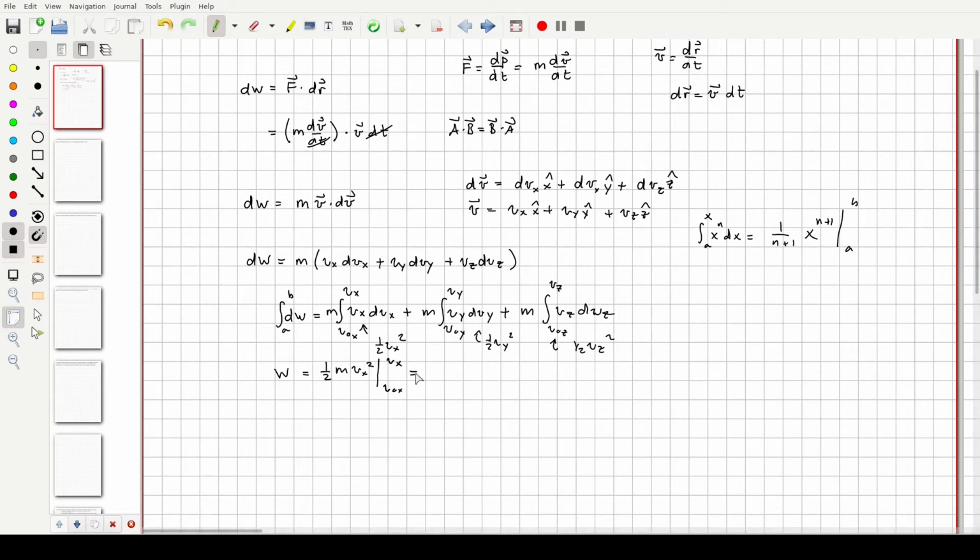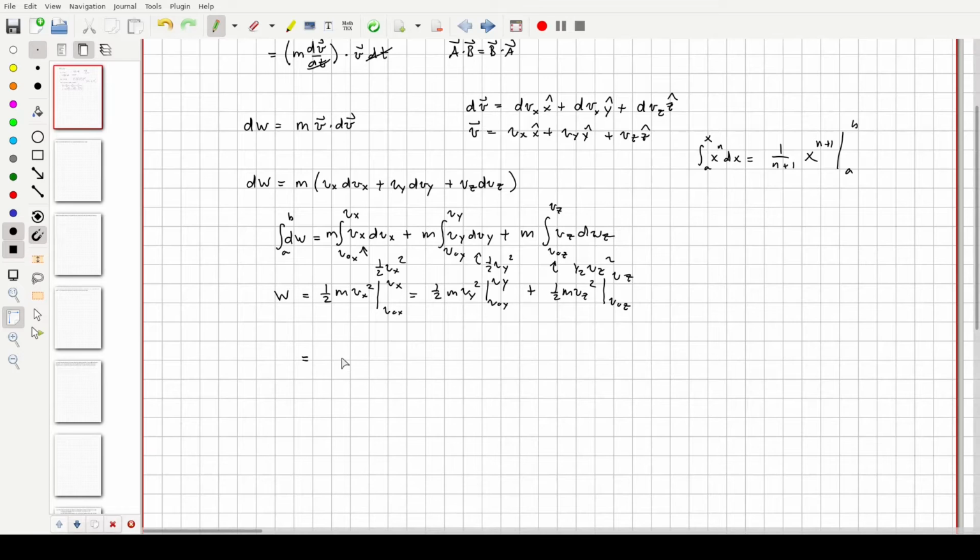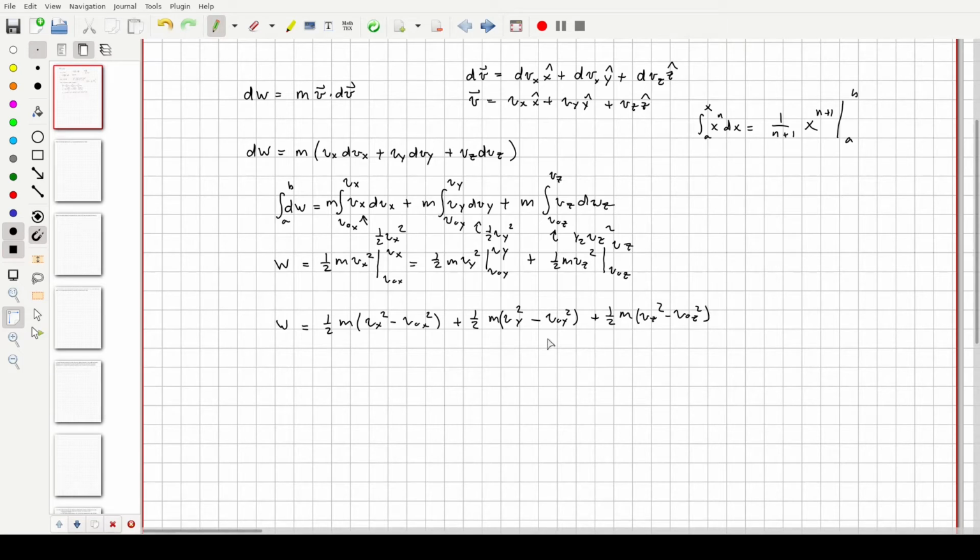The second term right here is going to look like 1/2 m vy squared, evaluated from v naught y to vy. And our last one here is going to look like 1/2 m vz squared, evaluated from v naught z to vz. Now, when we plug this stuff in, you end up with something that looks like 1/2 m (vx squared minus v naught x squared) plus 1/2 m (vy squared minus v naught y squared) plus 1/2 m (vz squared minus v naught z squared). Okay, so that's the left hand work, right hand all this stuff right here.